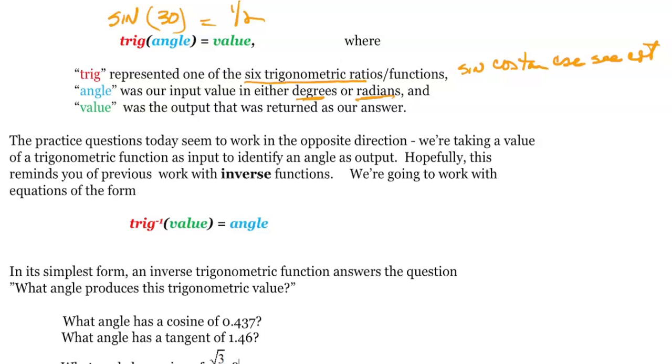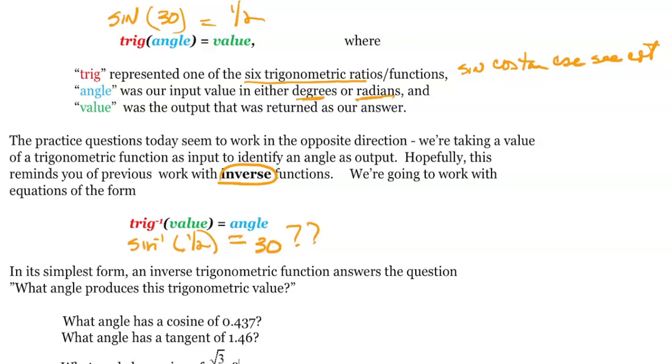Now let's work backwards. When you work backwards, it is inverse trig. So instead of saying trig, I'm going to say trig to the -1. That's inverse trig of some value, and that will give me back the angle. So I'm going to say the sine to the -1, for example, not of 30, but of a half gives me what angle?